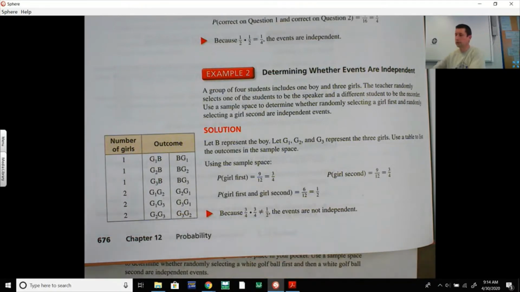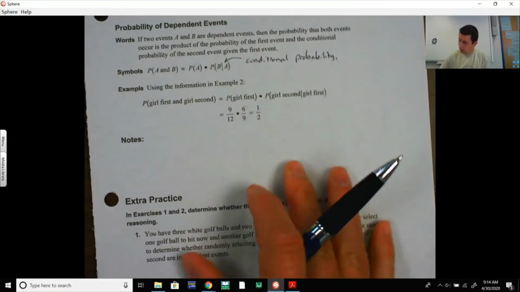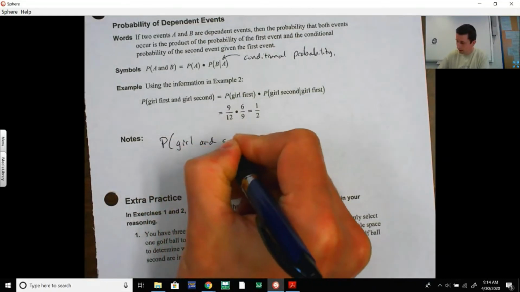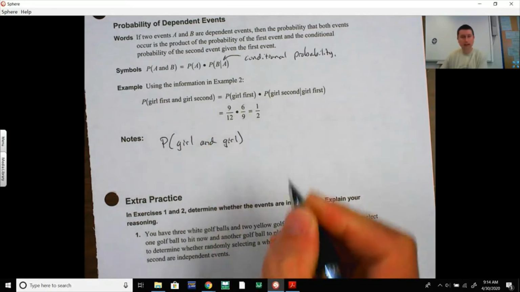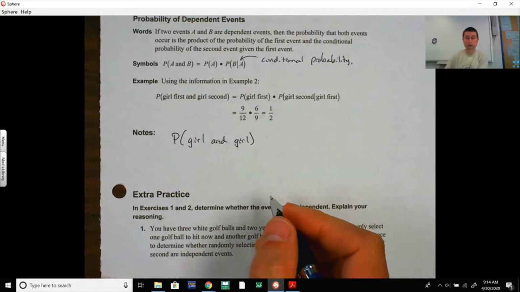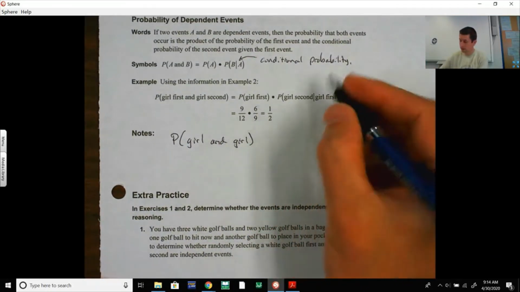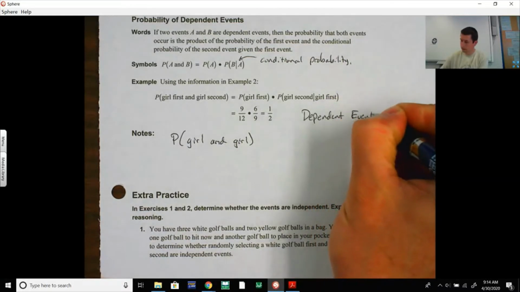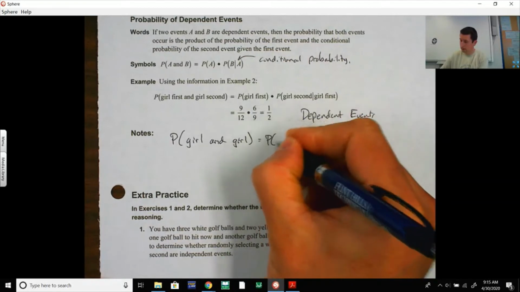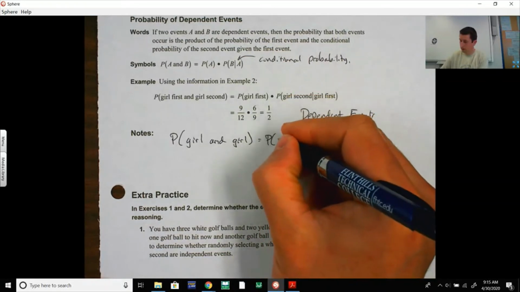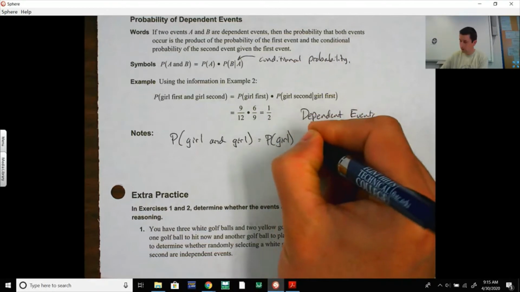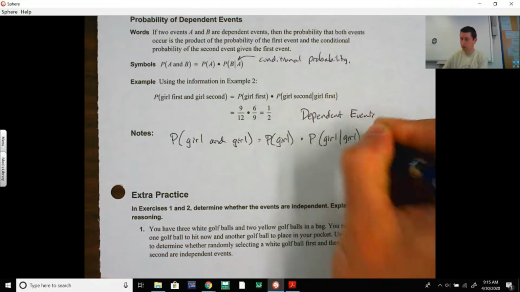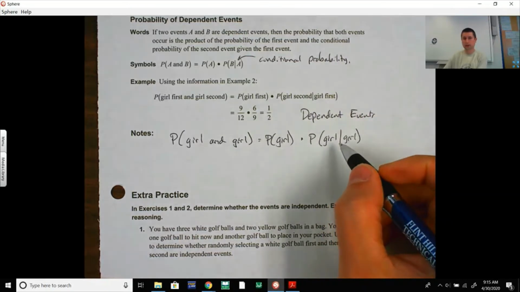So how this works with the numbers, what is the probability of girl and girl? What are the chances of that happening? What is that actual probability? We know these are dependent events. So we need the probability of a girl times the probability of a girl given that a girl has been chosen. So this is where we actually drop things down a little bit.